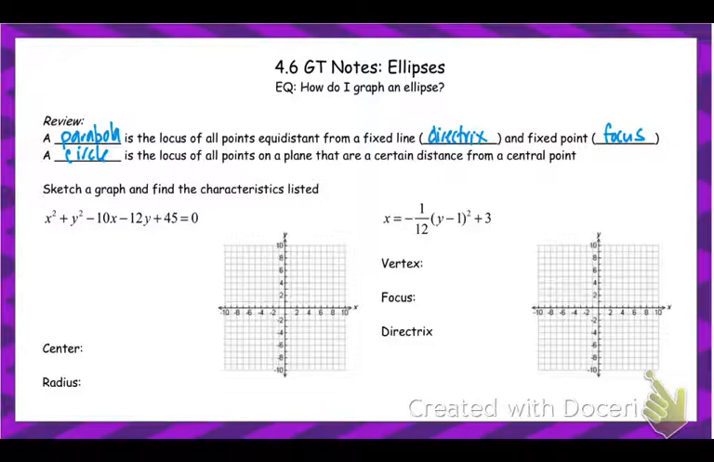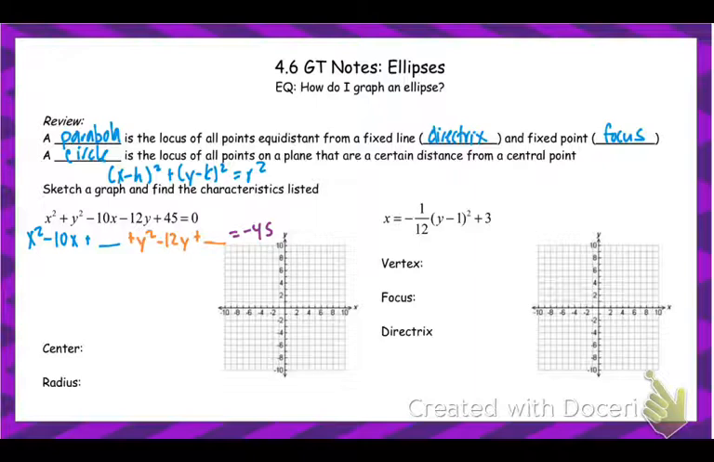Now, if you don't remember standard form of a circle, (x minus h) squared plus (y minus k) squared equals r squared. So on this first one, that is a circle, but it's not in standard form. So in order to get that circle in standard form, we need to complete the square. So I'm going to rearrange this. I'm going to put the x's together and leave a blank. I'm going to put the y's together and leave a blank. And then I'm going to move the 45 to the other side.